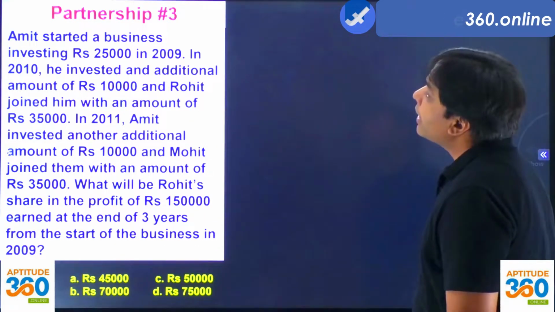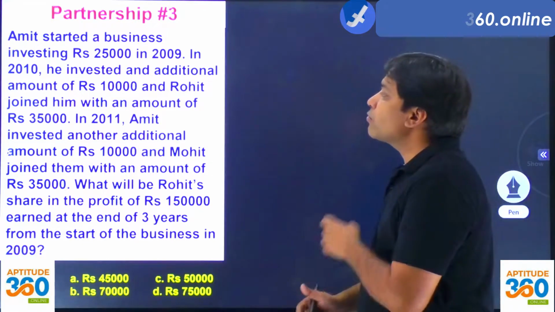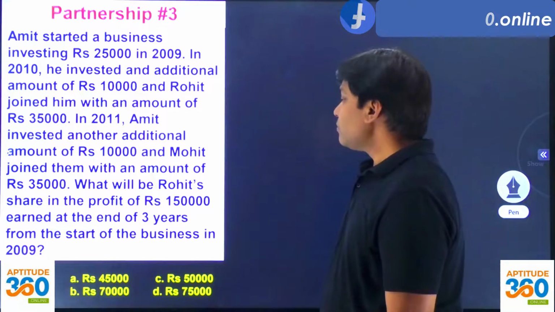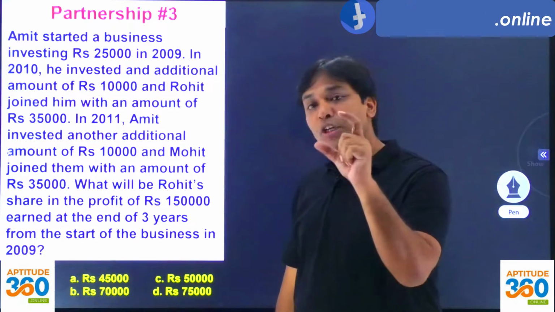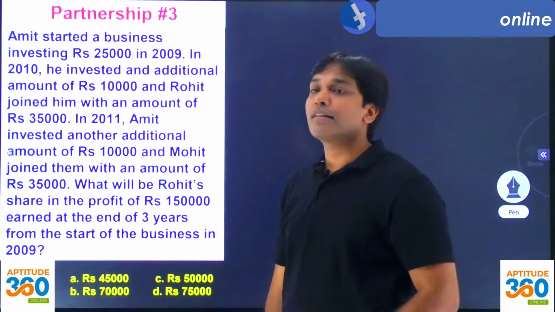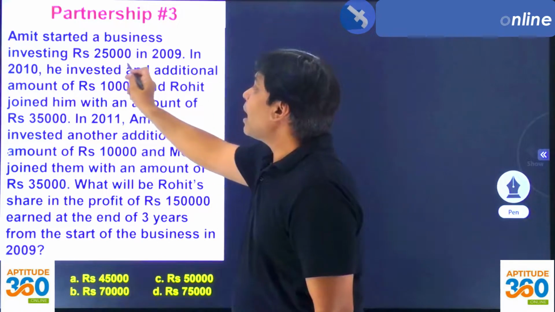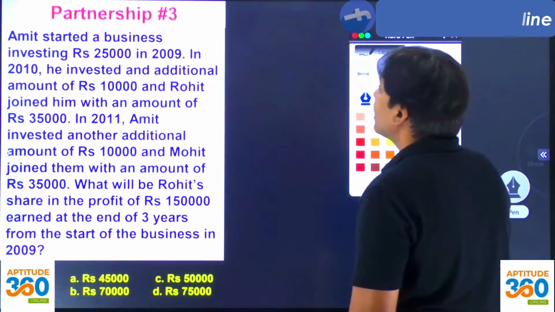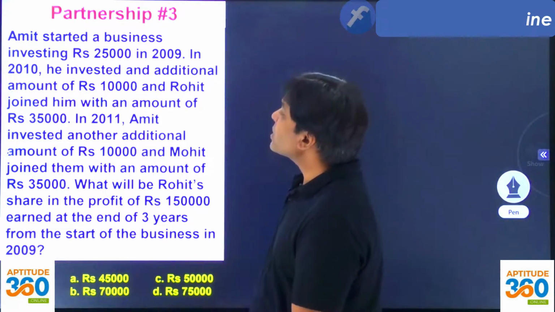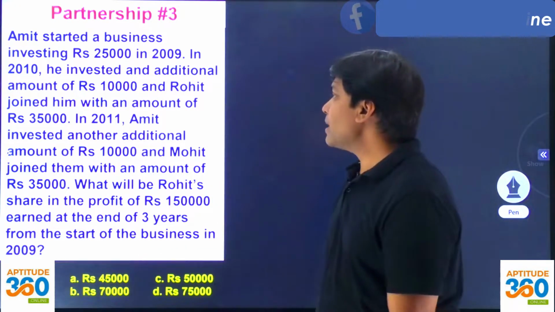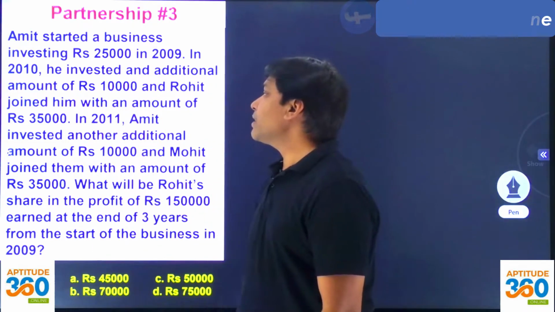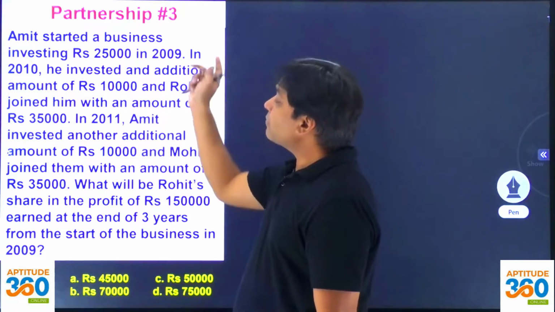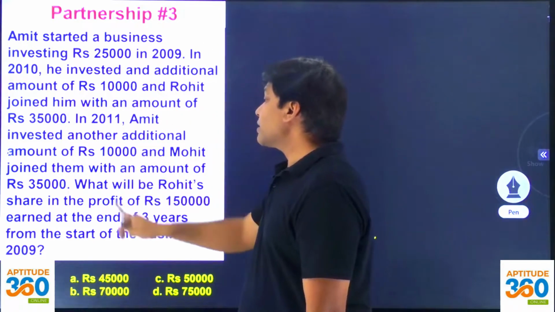थोड़ा बड़ा सा दिख रहा है. It says that Amit started a business, invested 25,000 in 2009. पहले तो ना इन प्रॉब्लम्स में आपको यह पता चलना चाहिए कि बिजनेस है कितने साल का। 2009 में अमित लेके आया 25,000 रुपीज, and then in 2010 he is investing another 10,000 rupees, and Rohit has joined him with an investment of 35,000 rupees. In 2011 Amit further is investing 10,000 rupees.